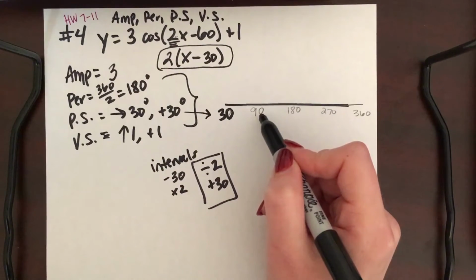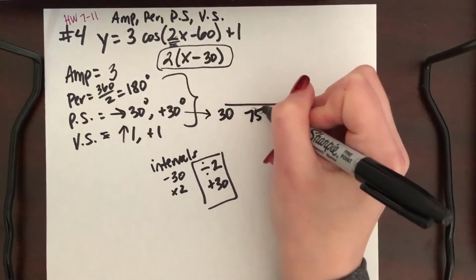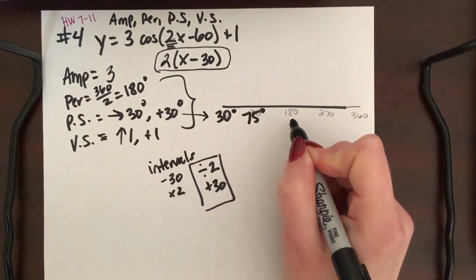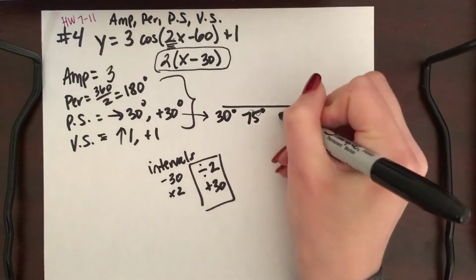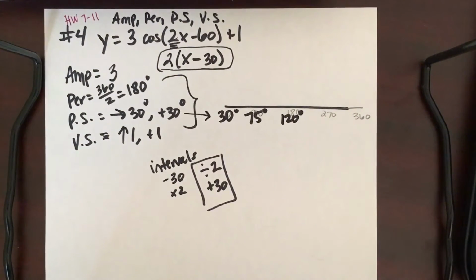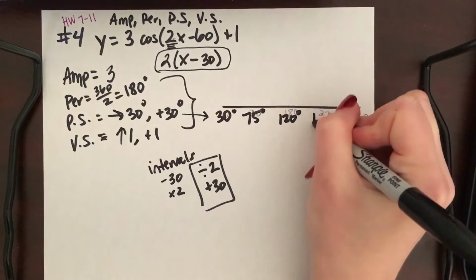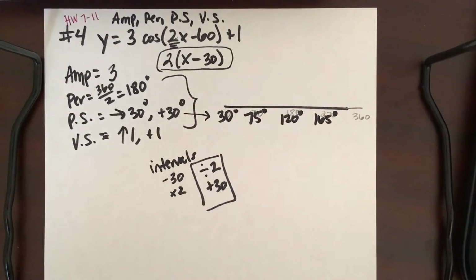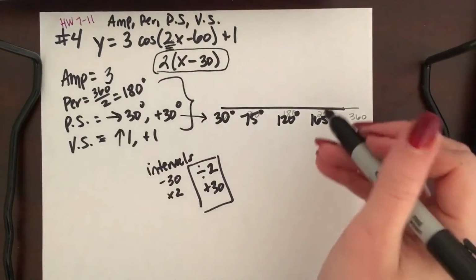90 divided by 2 is 45, and 45 plus 30 is 75. Okay. 180 divided by 2 is 90. 90 plus 30 is 120. I have to double check this next one here. 270 divided by 2 is 135, plus 30 is 165. 360 divided by 2, that's 180, plus 30 is 210.